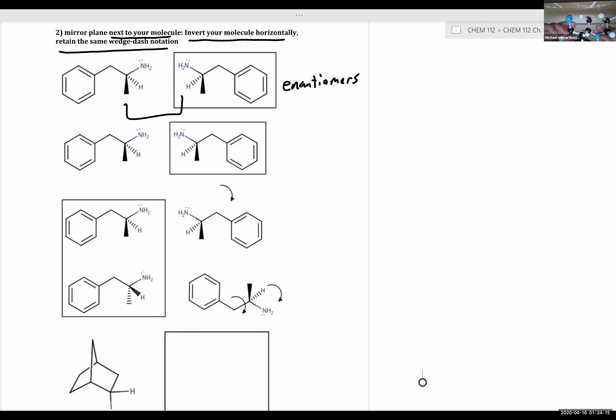Then from here, all we have to do is rotate our bonds so that our amine substituent is in the same pattern as in our original structure. And now, as we notice, our hydrogen is now pointing out instead of our methyl group. That's what we see right here. So these two structures are enantiomers. You always want to check that.